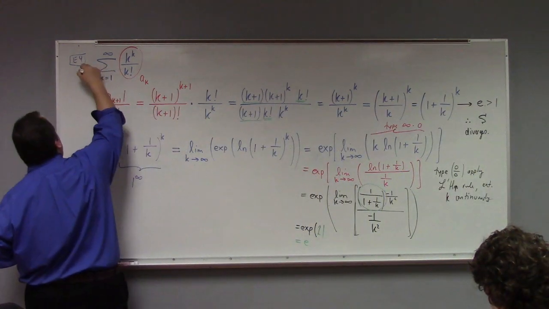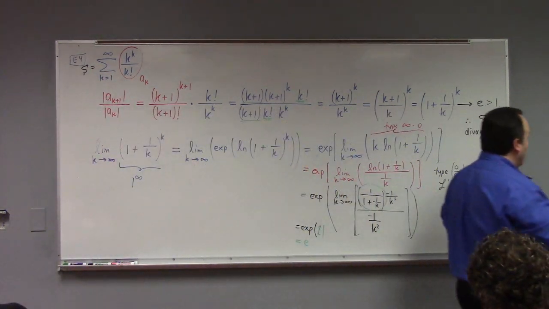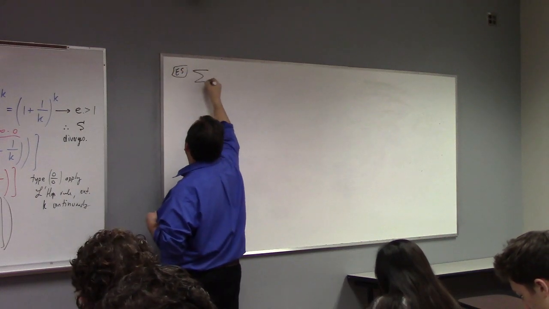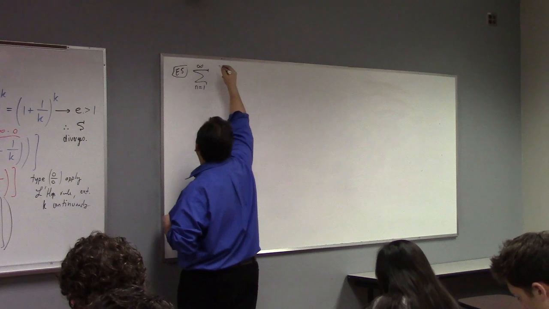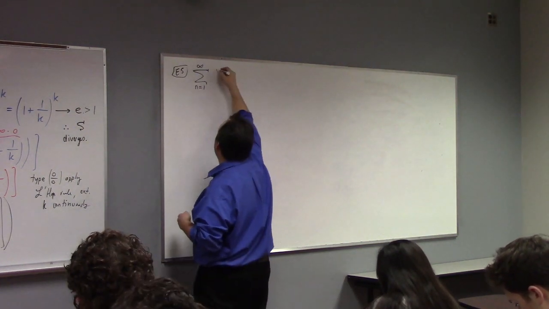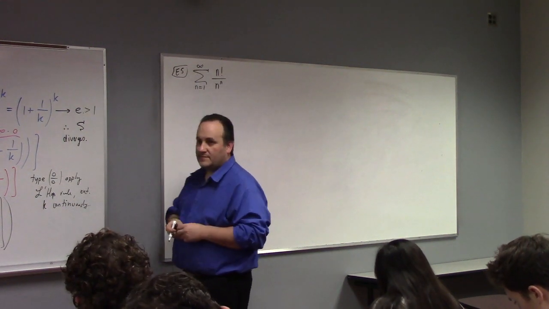I'm calling this S to give it a name. Example 5. What if we have the sum n equals 1 to infinity of, I don't know, n factorial over n to the n. How's that going to go?